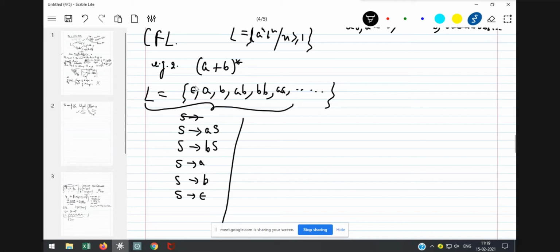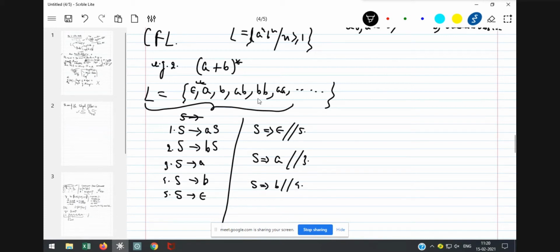So now let me just try to derive this one from this one. Now, this is 1, 2, 3, 4, 5. Epsilon could be derived from the given context-free grammar using production rule number 5. Now, what about A? Can I derive this? Yes, I can derive A from the given context-free grammar using production rule number 3. Now, what about B? I can derive B from the given context-free grammar using production rule number 4.